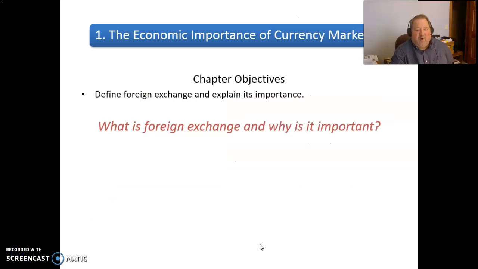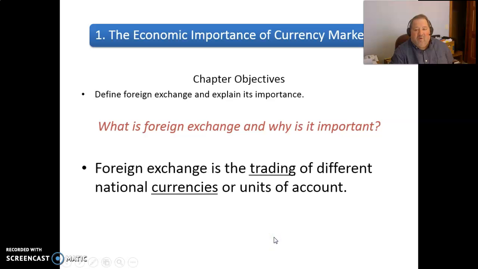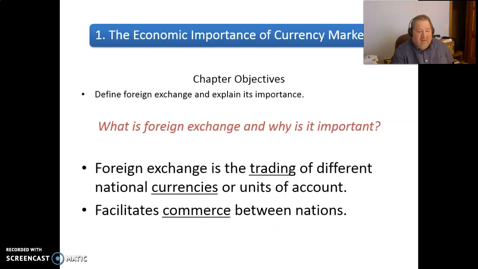So what is foreign exchange and why is it important? Foreign exchange is the trading of different national currencies or units of account. And foreign exchange facilitates commerce between nations.